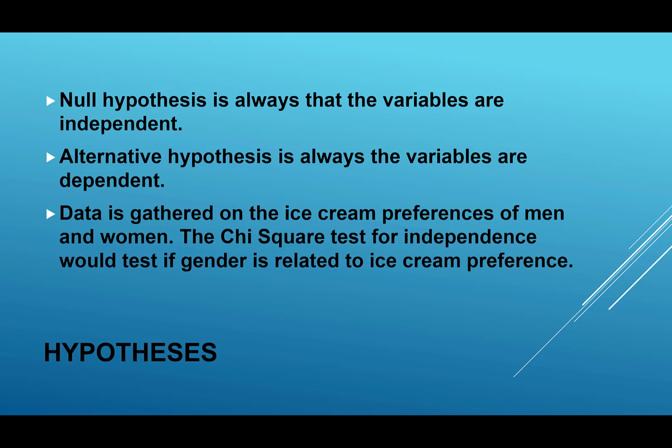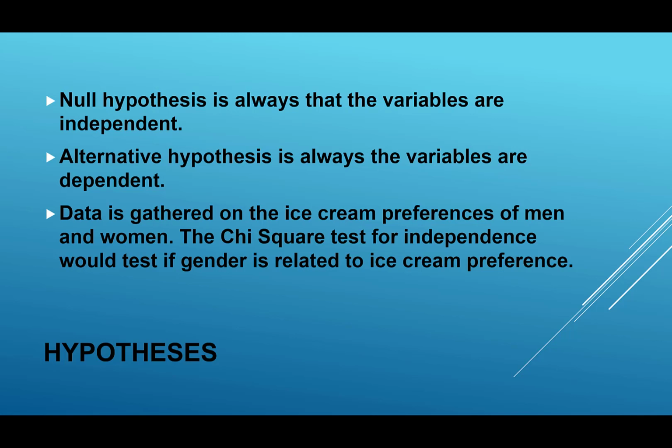Next, let's talk about the hypotheses for this test. The null hypothesis is always going to be that the variables are independent, which means that the choice of one variable does not in any way affect the choice of the other variable. The alternative hypothesis is always going to be that the variables are dependent.